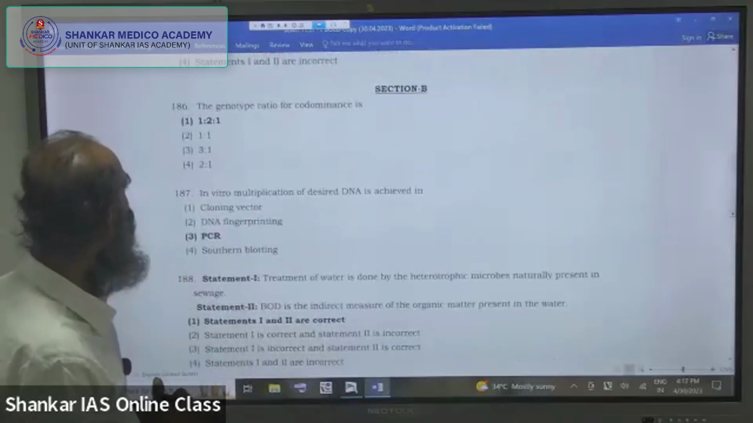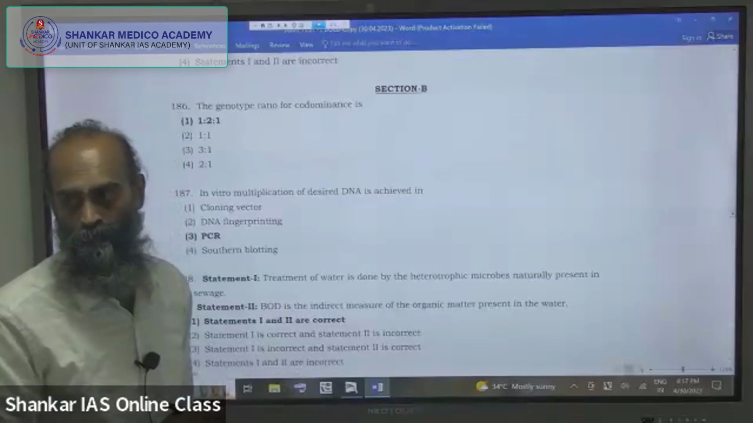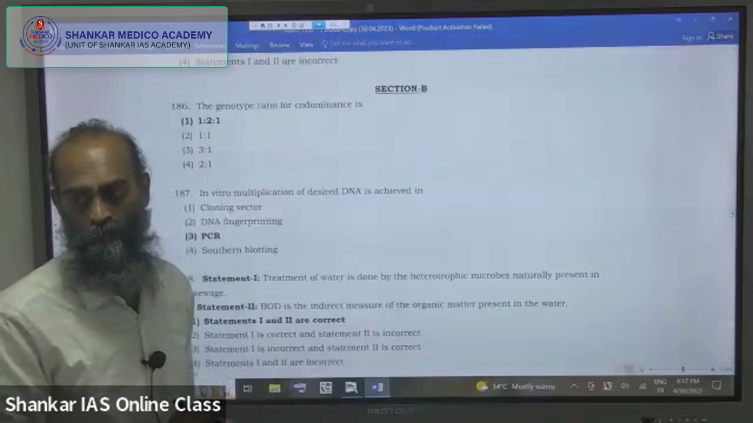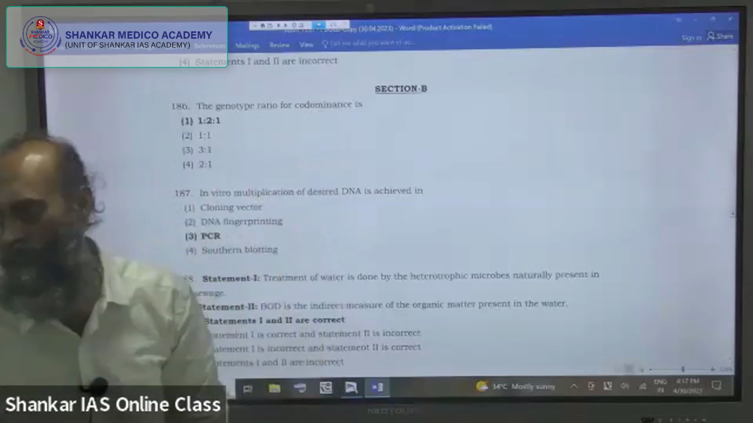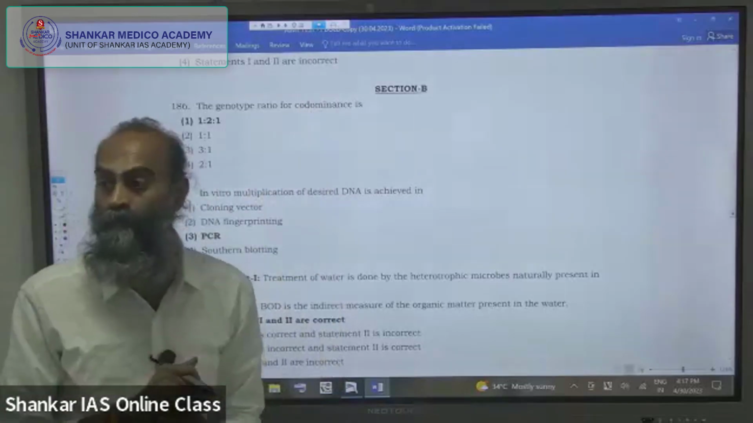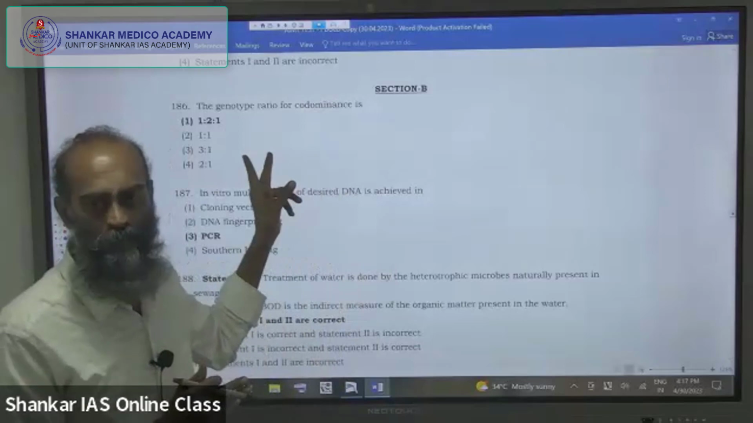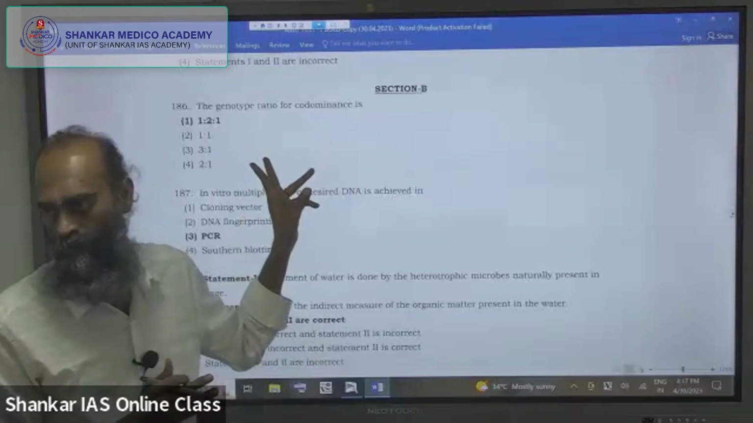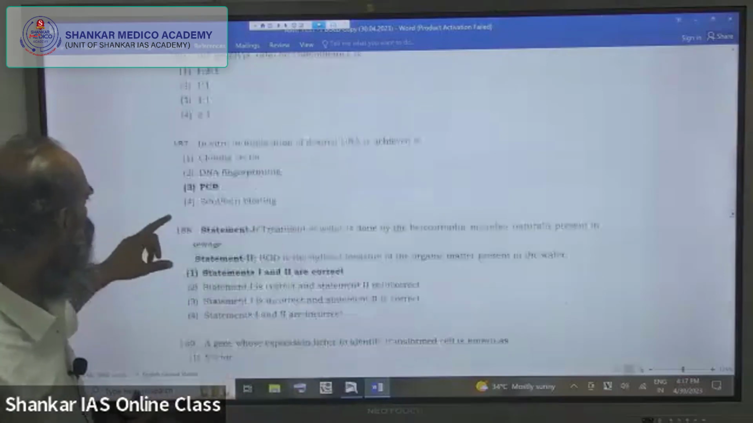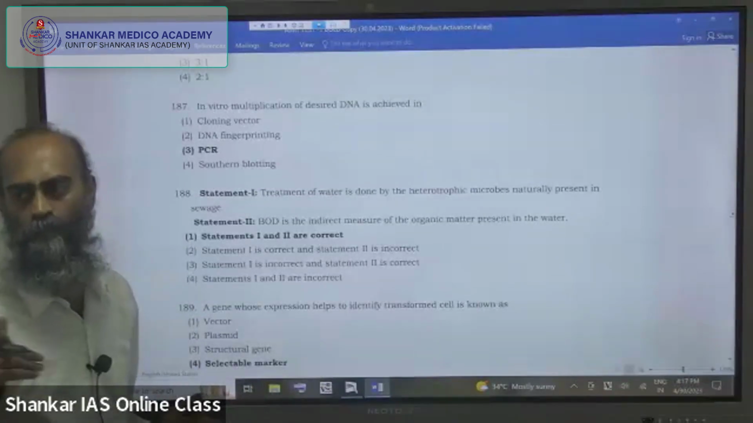Okay, the genotype ratio of codominance is... if they are asking about codominance, it is 1:1 only. If it is for incomplete dominance, then it is going to be 1:2:1. Correct? Because both the alleles are expressed in codominance, it is going to be 1:1, not 1:2:1. Because both the alleles are expressing.